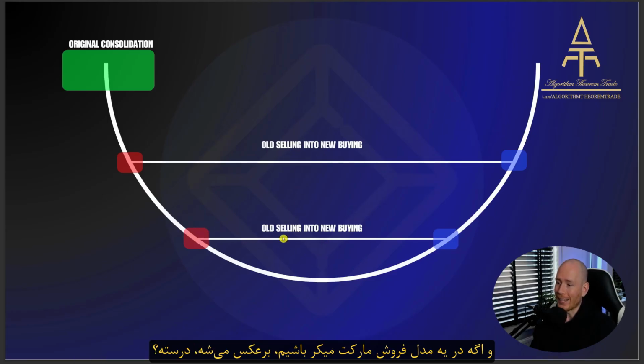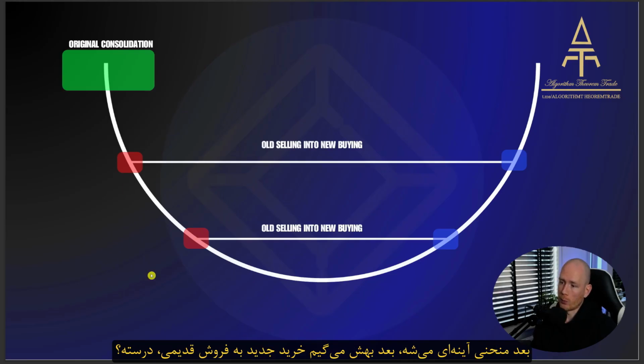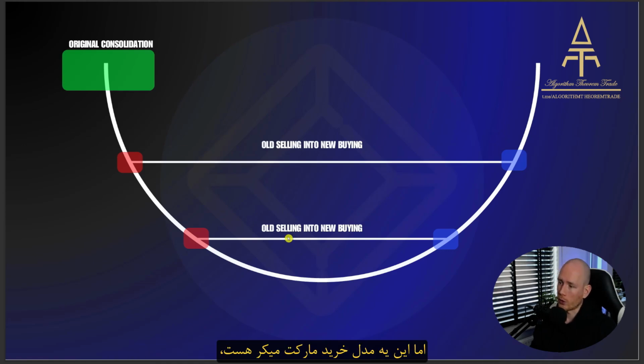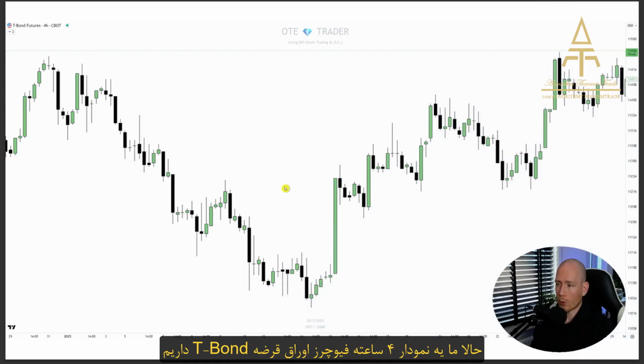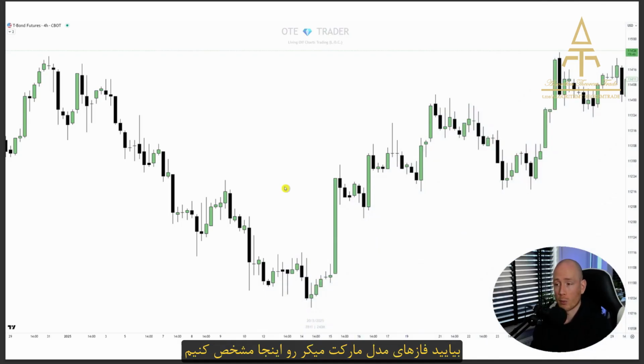And if we are in a market maker sell model, that would be vice versa, right? Then the curve would be mirrored. Then we would be calling it new buying into old selling, right? But this is a market maker buy model. Now we've got a T-bond futures 4-hour chart. Let's outline the phases of the market maker model here.